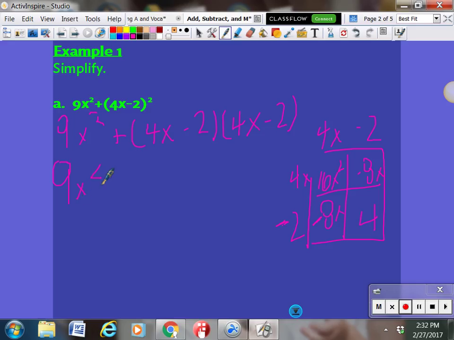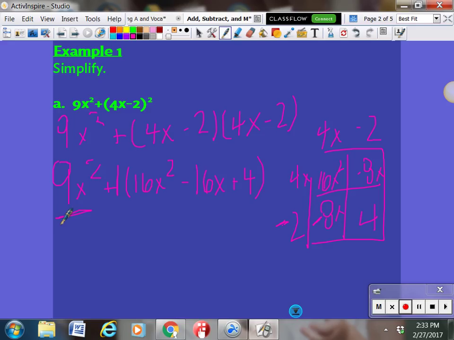So I have 9x squared plus 16x squared. I'm going to add my like terms together of negative 8x and negative 8x, which is going to make negative 16x plus 4. Then your next step is to look at your number in front of your parenthesis. If that number in front of your parenthesis is positive 1, then you don't have to distribute it. You then just look for like terms. So in this case, I don't have to distribute anything because it's a positive 1. If it was something other than 1, I would have to distribute that number. So since it's just 1, now I'm going to look for like terms.